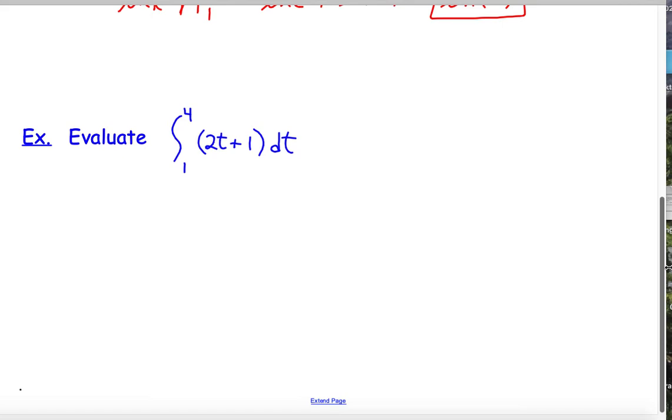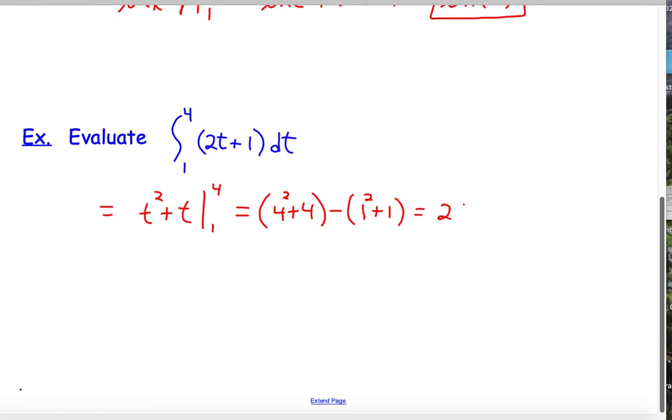Let's write out our antiderivative. That's going to be t squared plus t, evaluated from 1 to 4. So parentheses, let's plug in a 4. We get 4 squared plus 4 minus, now we plug in the 1 squared plus 1. So that's going to give us 20 minus 2, or 18. And there you have it.